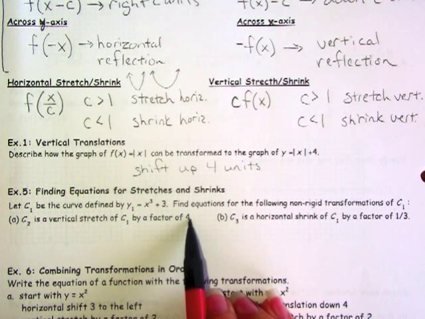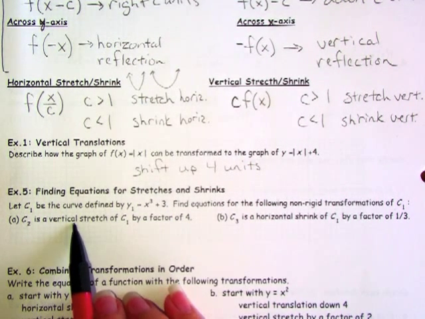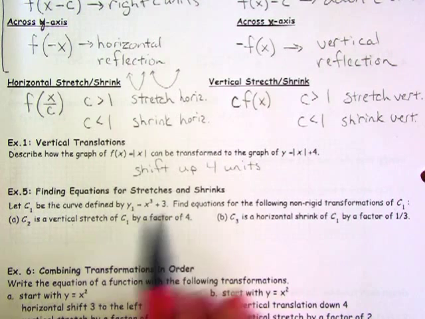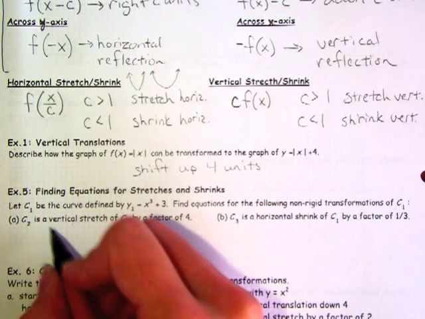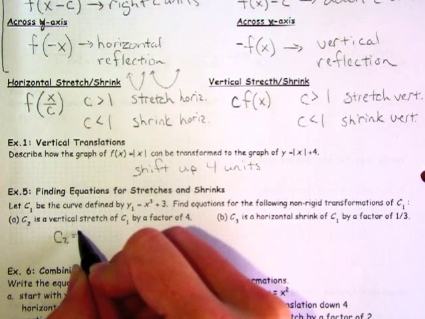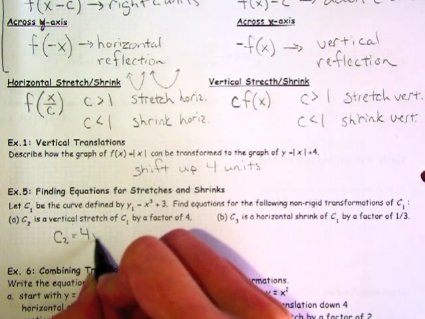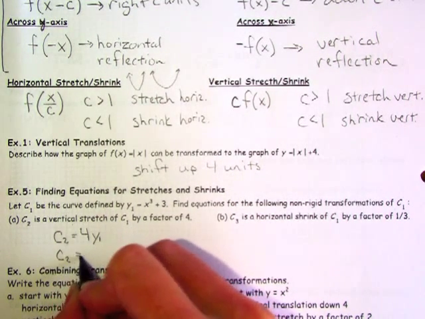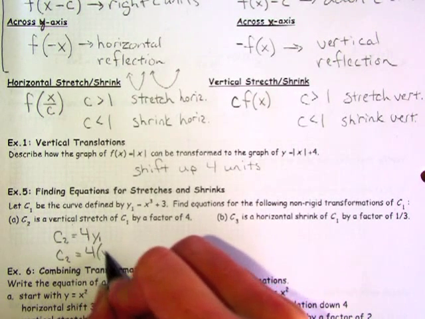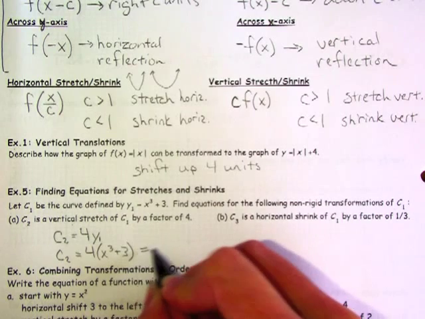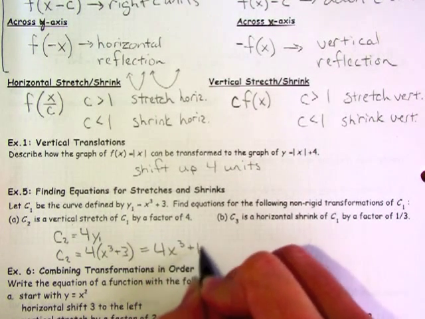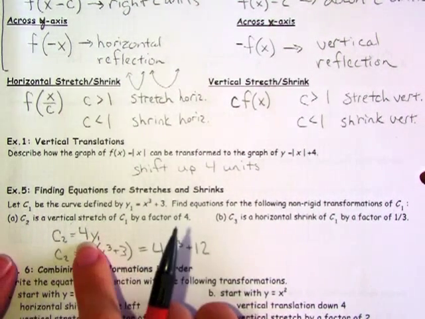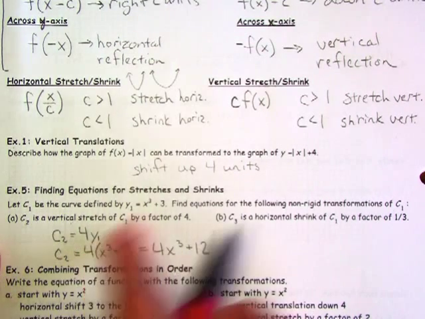So vertical is applied to the whole function. My old function is x cubed plus 3. I want to stretch it vertically, so to find my new C2, I need to take the whole old function, which is y1, and multiply it by 4. So 4 times y1. And so I get that new curve, C2, as 4 times x cubed plus 3, which comes out to be 4x cubed plus 12. That's a vertical change, which says multiply the whole function, the whole y, which is our whole function, x cubed plus 3.